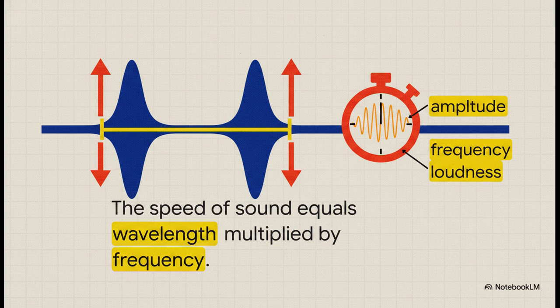Every single sound wave is defined by its wavelength, which is just the physical distance between two compressions, and its frequency, meaning how many of those waves pass a specific point in 1 second. Throw in amplitude, which dictates the loudness based on the sheer force of the vibration, and all these elements seamlessly, mathematically combine to determine the pitch, the loudness, and the overall speed of the wave.